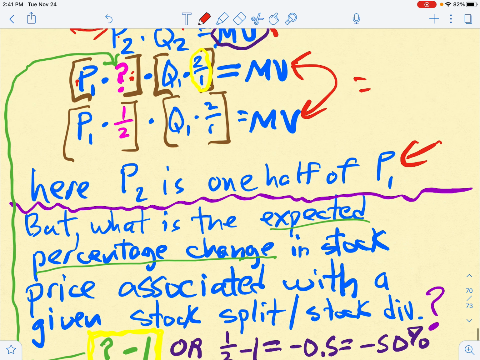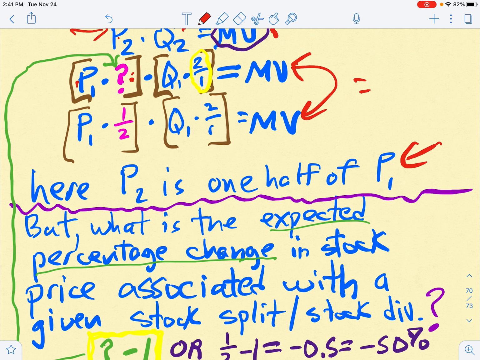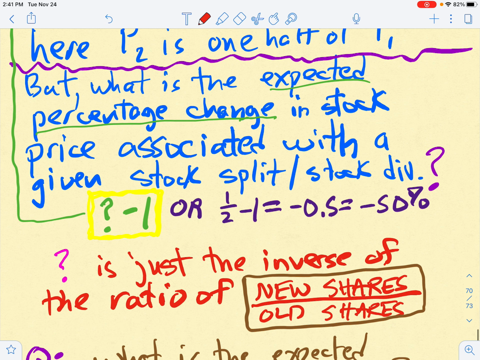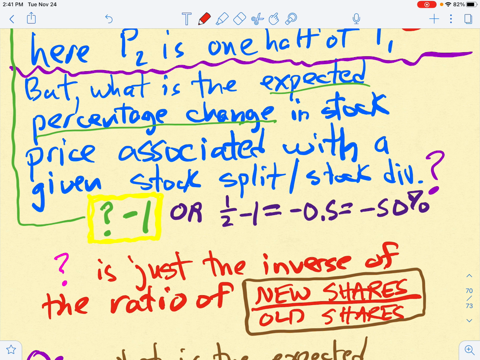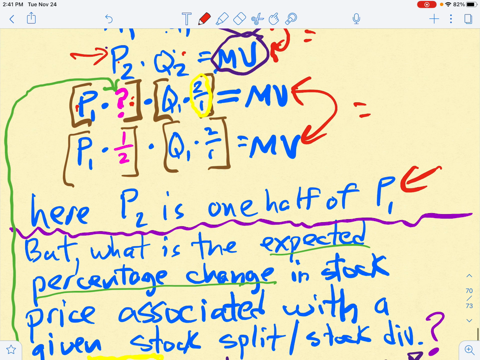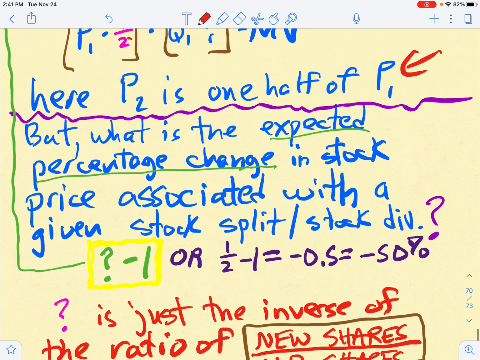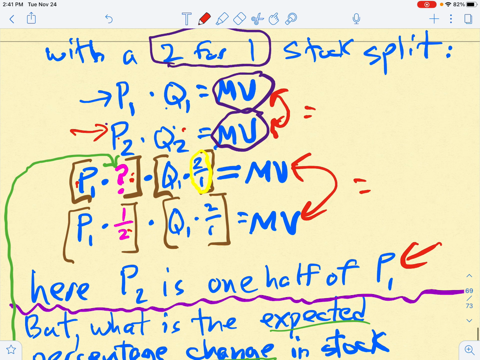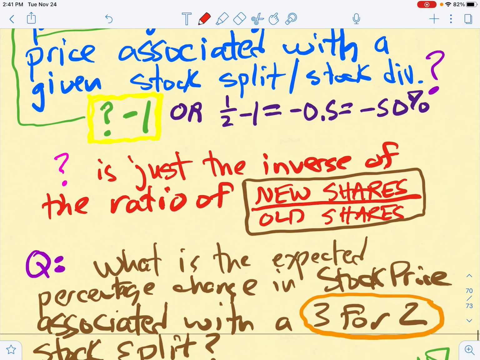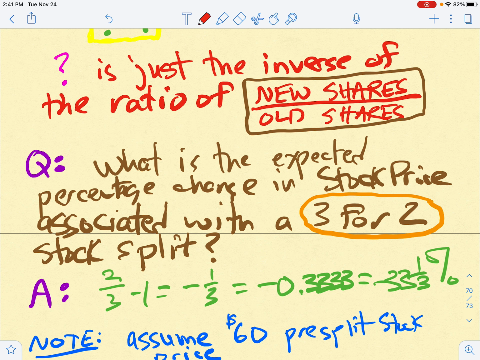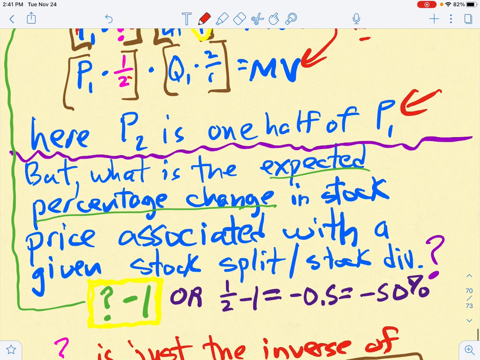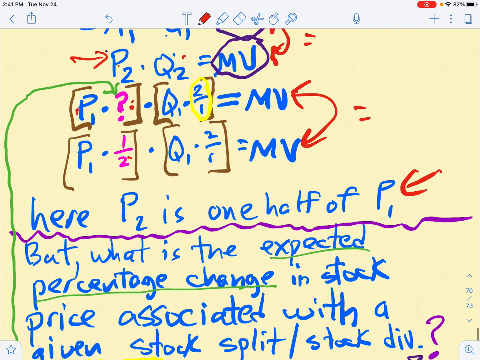The example we just saw had a 2-for-1 stock split, and that number became 1/2. And so 1/2 minus 1 equaled negative 0.5, which is minus 50%. So the expected percentage change in stock price associated with the 2-for-1 stock split is minus 50%. In other words, stock price has to get cut in half for it to work.